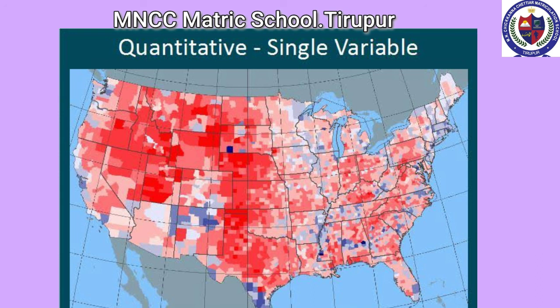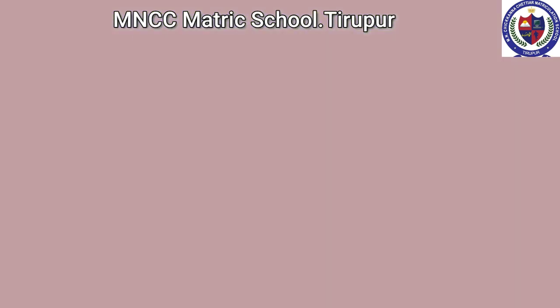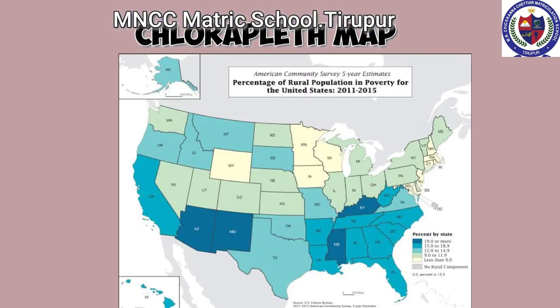There you have the choropleth map, the isopleth map and the dot density map. All these are examples of quantitative thematic maps. A choropleth map is a thematic map which is shaded or patterned in proportion to the measurement of the statistical variable being displayed on the map, such as population density or per capita income.